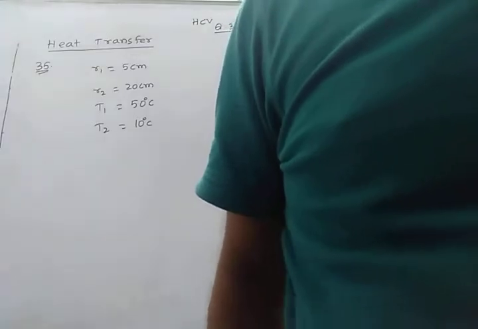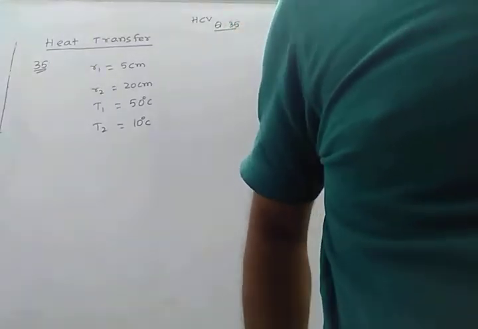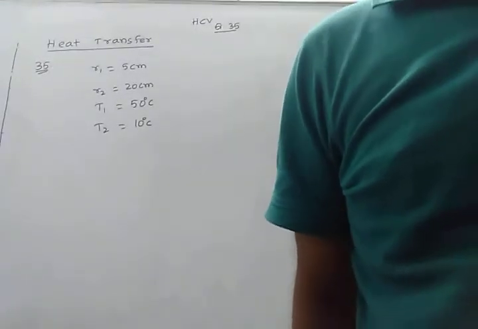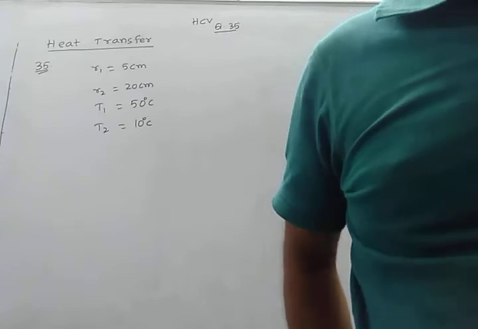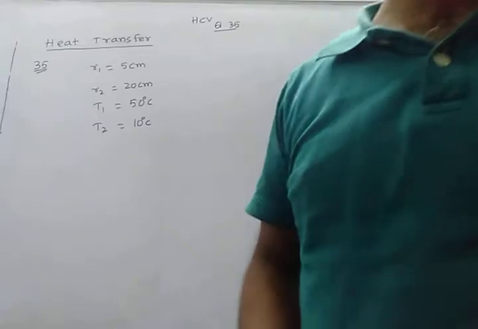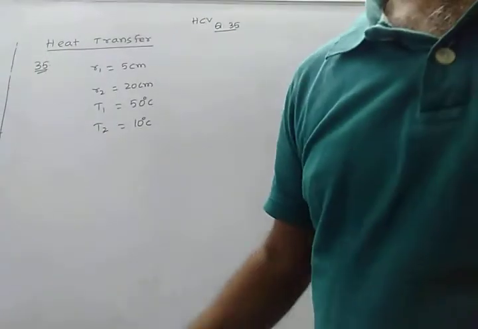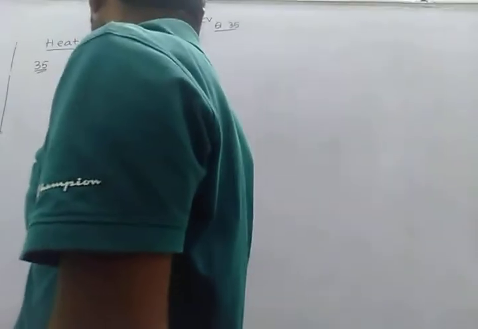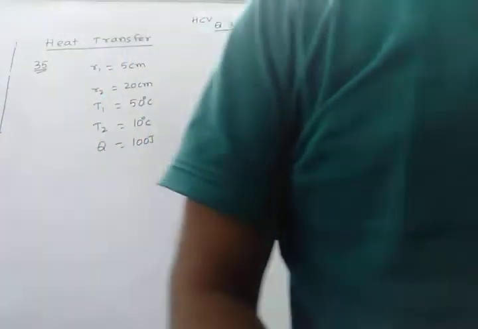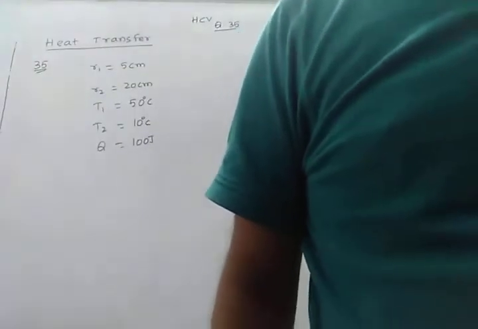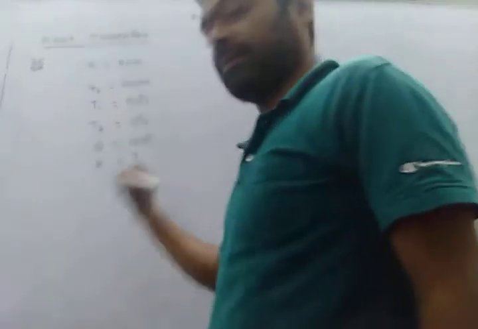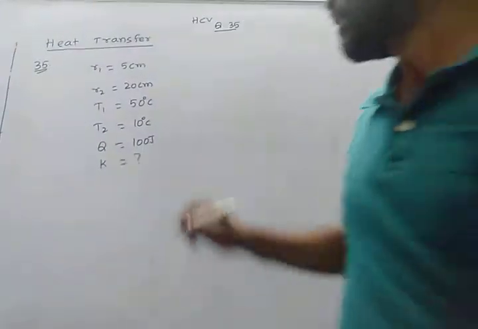Now it is found that 100 joules of heat passes from the inner sphere to the outer sphere. Heat is transferred from the inner sphere to the outer sphere, and the amount of energy transferred is given as 100 joules per second. Now I need to find what will be the thermal conductivity of the material.